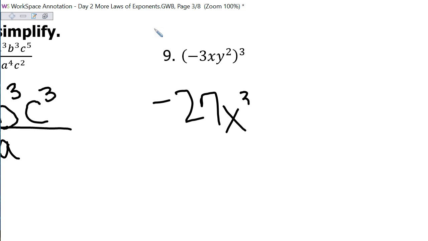And y squared, when you cube it, power to a power, what do we do with those exponents? Multiply, and 2 times 3 is 6. So negative 27, x cubed, y to the 6.